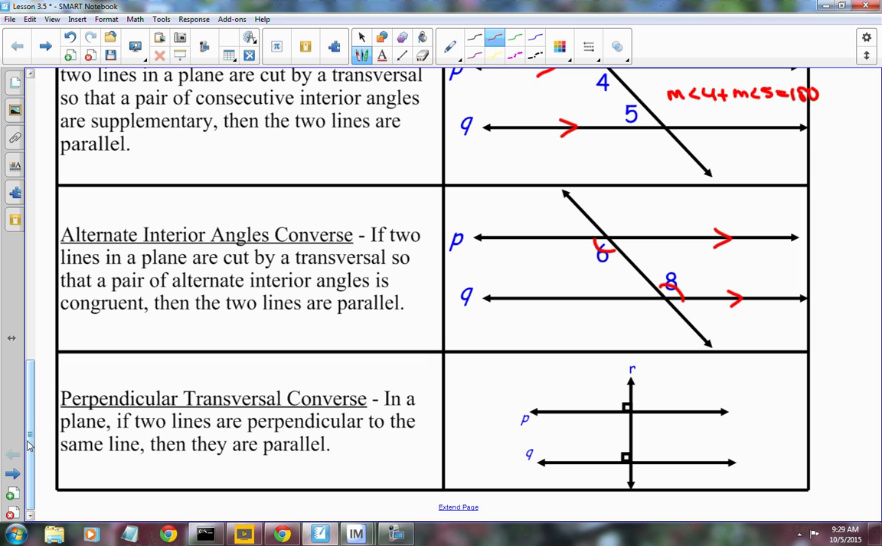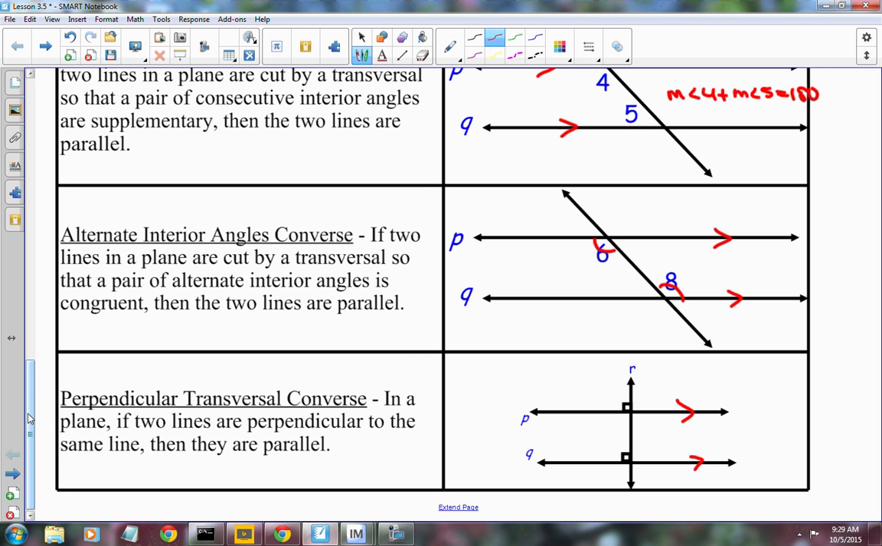And then we have the perpendicular transversal converse. Okay, and it's basically the opposite of the one we learned last week as well. It says that in a plane, if two lines are perpendicular to the same line, see how P and R are perpendicular and Q and R are perpendicular? If that happens, then those two lines are parallel to each other.